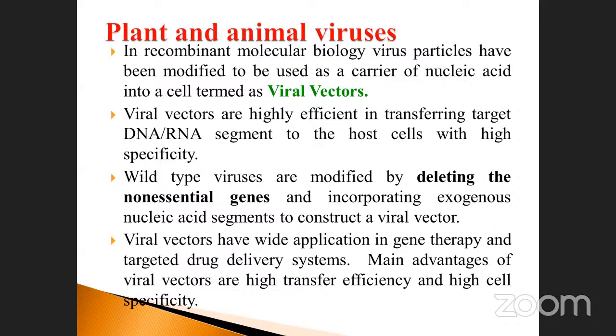Viral vectors are highly efficient in transferring target DNA or RNA segments to the host cell with high specificity. This is very, very important. Wild type viruses are modified by deleting the non-essential genes and incorporating exogenous nucleic acid segments to construct a viral vector. Same as in E. coli bacteria, the same process we also have to do in the bacteriophage: addition, deletions, selection, and removing the unwanted parts. Which one is the desired quality? You have to insert it.